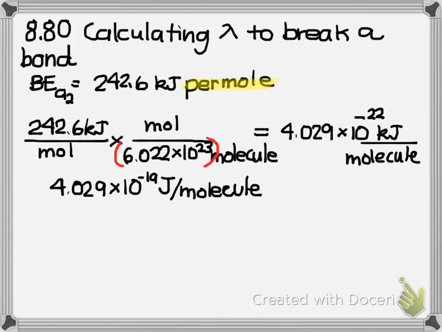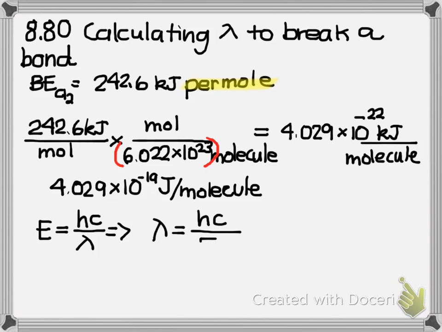Now, I know from a previous chapter that the energy of light is equal to Planck's constant times the speed of light divided by wavelength. So if I know that to be true, I can rearrange this equation and solve for wavelength. So I know wavelength will equal Planck's constant times the speed of light divided by the energy. So let's plug that in.